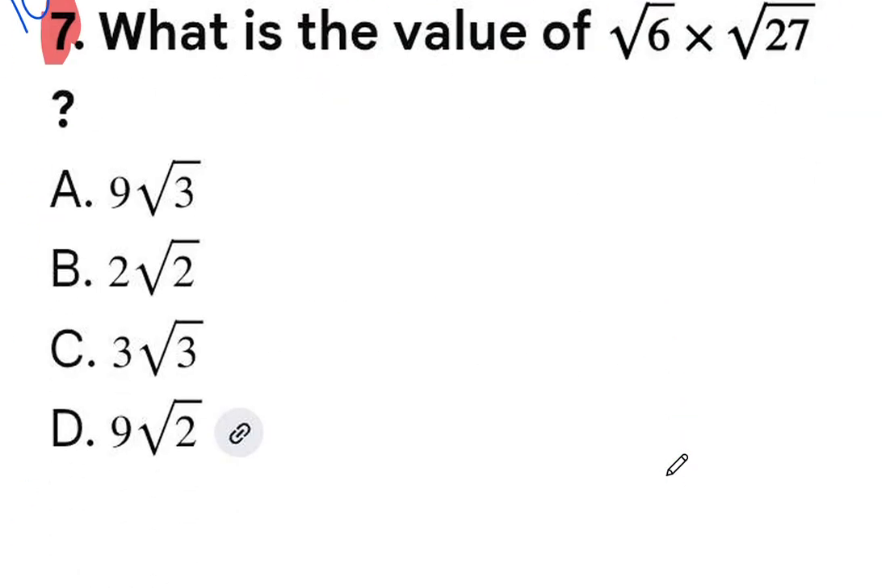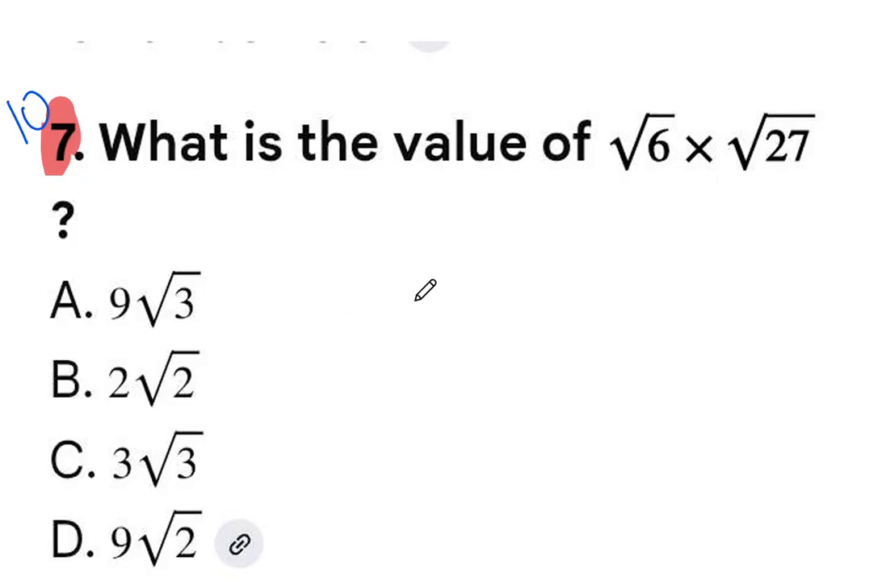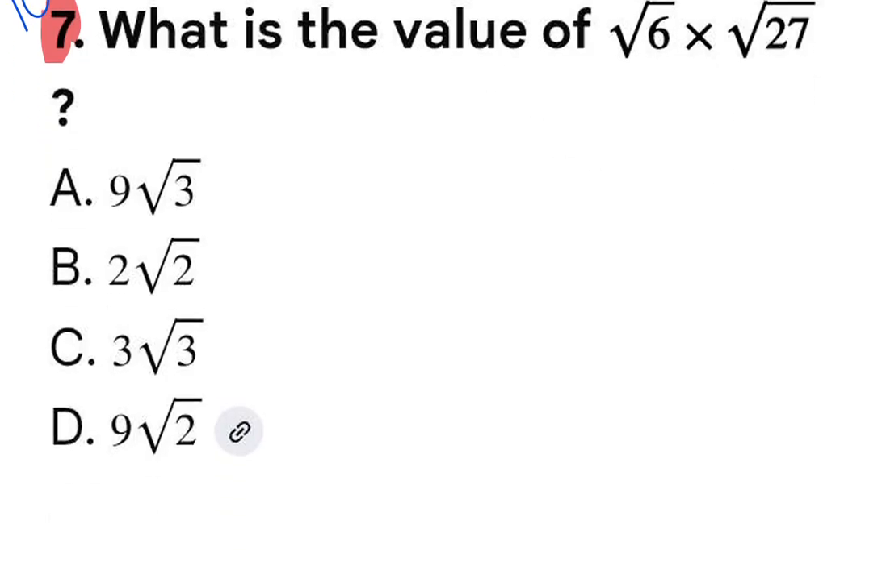Question number 10. What is the value of root 6 into root 27? There are 4 options given. Option A is 9 root 3, option B is 2 root 2, option C is 3 root 3, and option D is 9 root 2. So how to find out the value for this one?